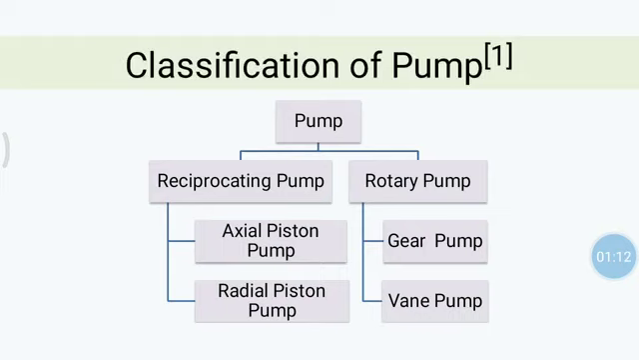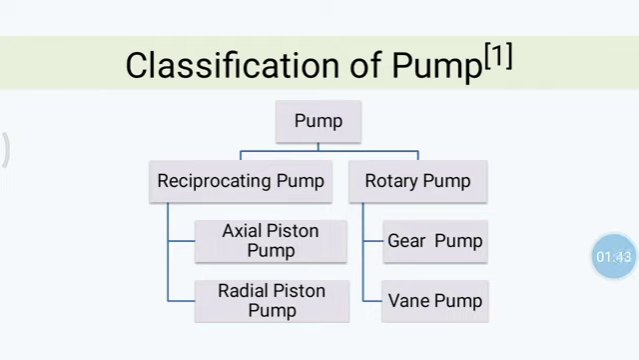Next is classification of pump. Pumps can be classified into two major groups, that is reciprocating pump and rotary pump. Reciprocating pumps are used to increase the pressure of oil through the reciprocating motion of piston and cylinder. Reciprocating pumps can be classified into axial piston pump and radial piston pump.